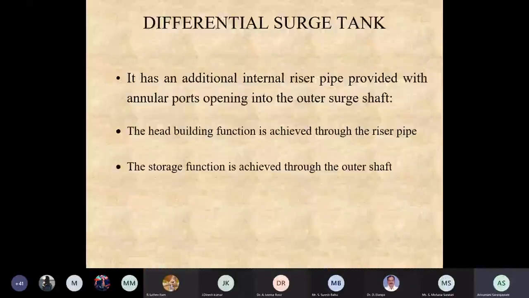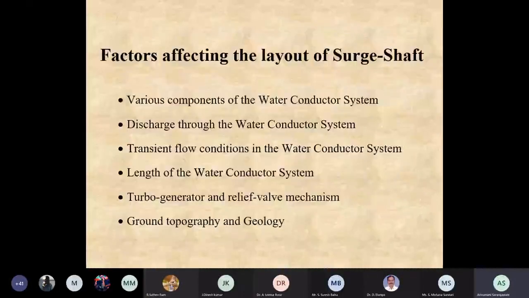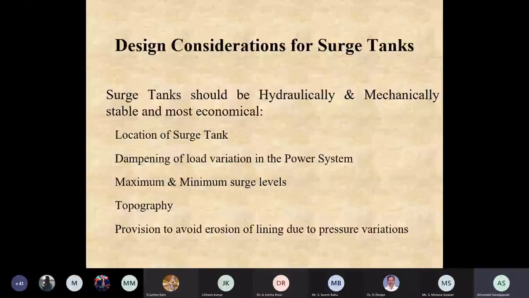Differential surge tank. This is again, in addition, an internal rising pipe given between the outer and inner diameter. Factors affecting the layout of the surge tank: various components of the water conductor system, discharge through the water conductor system. Water conductor system is nothing but, as I told, the tunnel. Transient flow condition in the water conductor system, length of the water conductor system, turbo generator and relief valve mechanism, and ground topography and geology. Design considerations of the surge tank: it should be hydraulically and mechanically stable. Location of the surge tank, damping of load variation in the power system, maximum and minimum surge which governs the surge tank height, and the topography obviously.